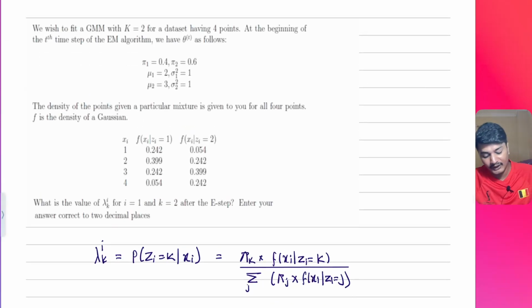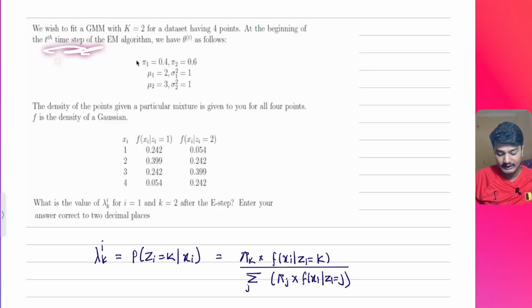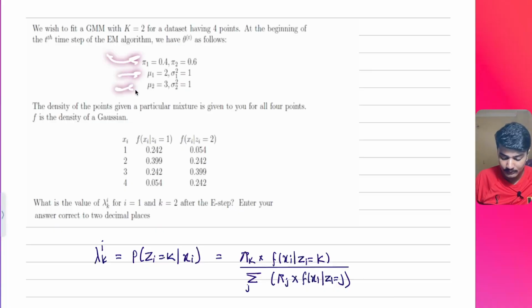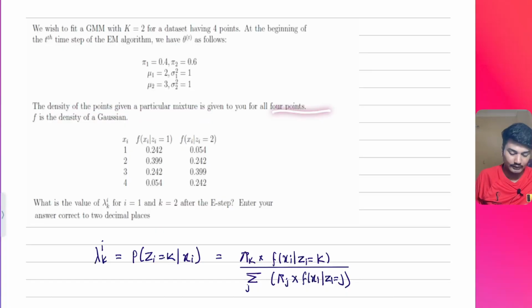Next question is, we wish to fit a Gaussian mixture model with k equals 2 for a data set having 4 points. At the beginning of the t-th time step of the EM algorithm, we have theta t as follows, where pi 1, pi 2, mu 1, mu 2 and all this stuff are given. The density of the points given a particular mixture is given for all the 4 points. So the density is given, that is, the probability of x where z equals 1 or z equals 2 is given. What is the value of lambda ik for i equals 1 and k equals 2 after the E step?